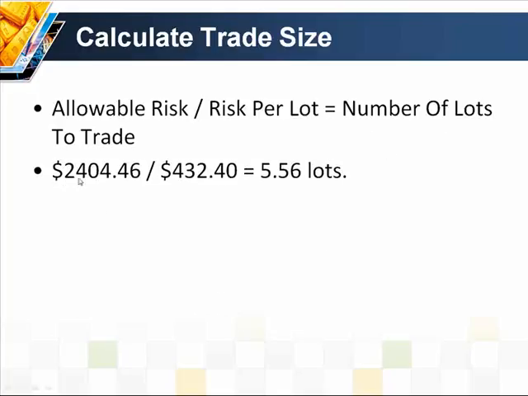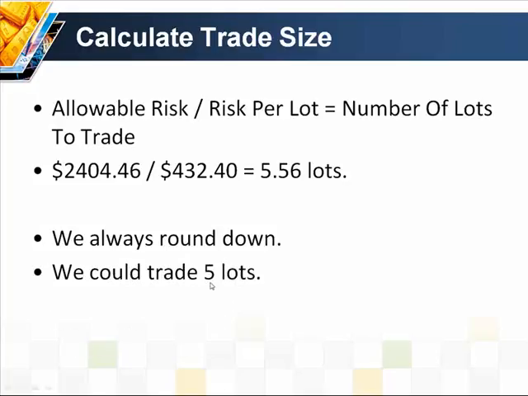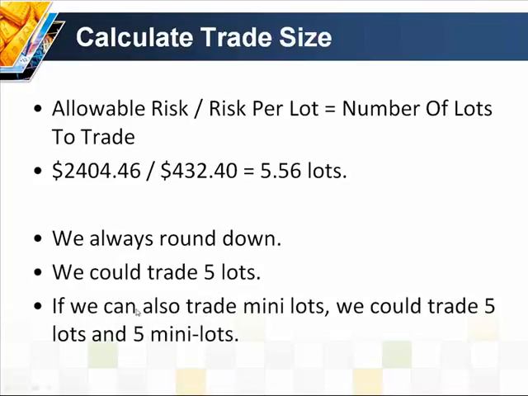So we calculated $2,404.46 is what we're allowed to risk, and we calculated that we were risking $432.40 on every lot traded. So that means on this trade we could use 5.56 lots as a trade size. In most cases, you obviously can't trade that, so we're going to round down. If you were trading full lots only, we could trade 5 lots. If you had an account that allowed you to trade both full lots and mini lots, then you could trade 5 lots and 5 mini lots, not 6.